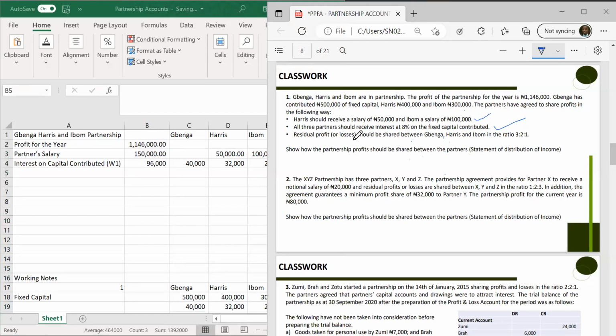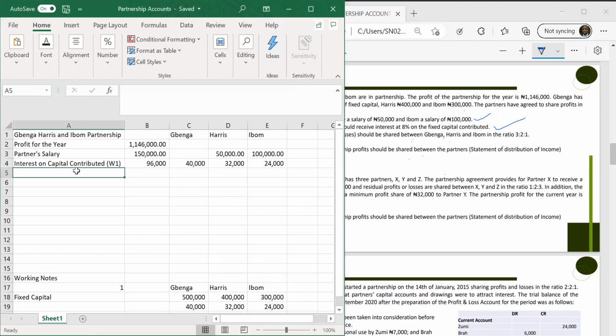And now they said the residual profit. Even see the English they use. They said the residual profit or losses. Let's go here. Our residual profit. Our residual profit will be how much? 900,000. Thank you. 900,000. So how do we share this 900,000?